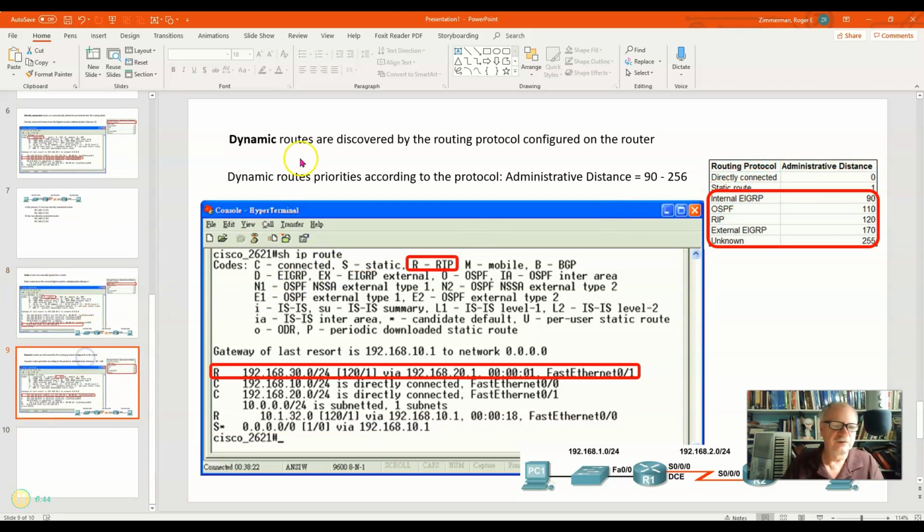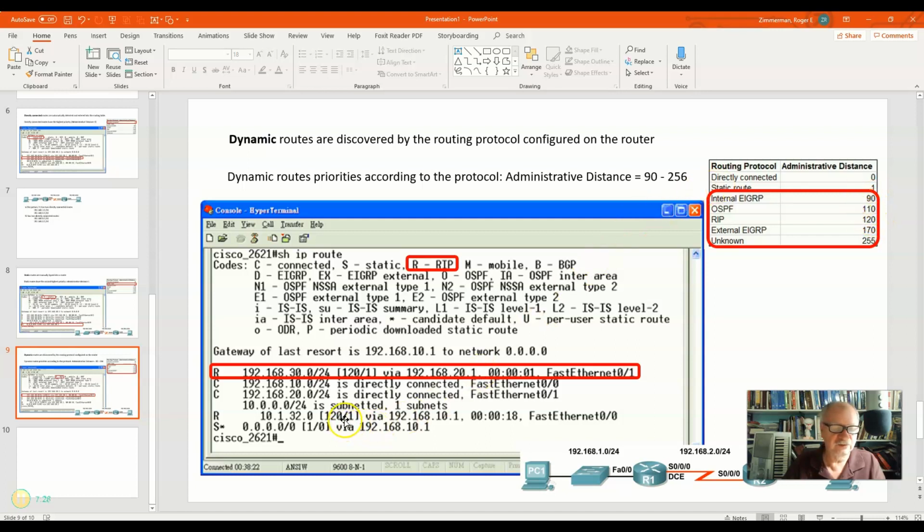Finally, we have dynamic routes. There are lots of different routing protocols, and RIP is one of them that we'll look at. We'll also look at EIGRP, and we'll also look at OSPF. We'll look briefly at them because there's a lot to learn about them, so we won't get that deep. This is an example of a route that was learned through RIP, and you can see it has the R over here. These administrative distances depend on the routing protocol. So you can see that RIP here is not as reliable as OSPF, and OSPF is not as reliable as internal EIGRP. So it all depends on which routing protocol.